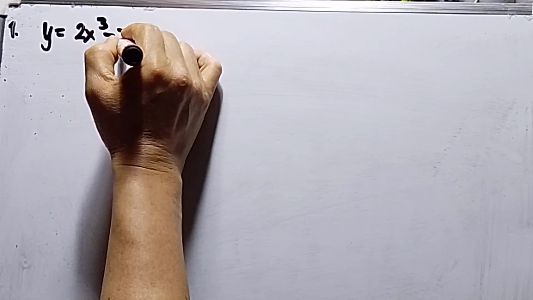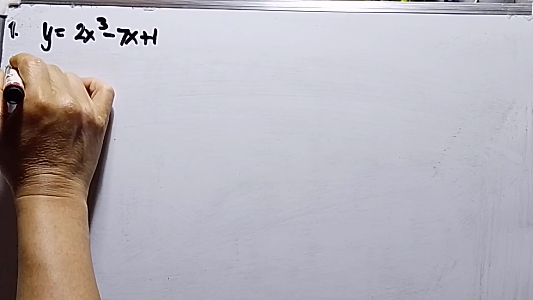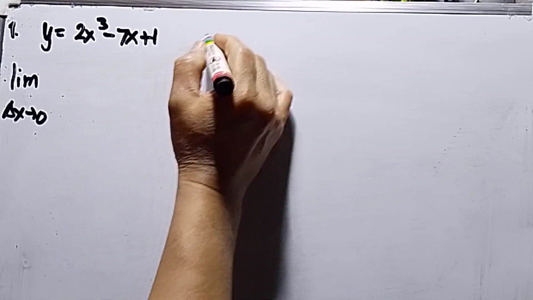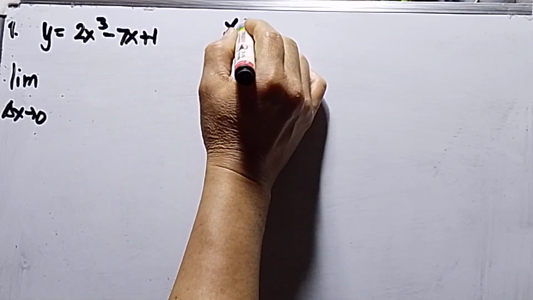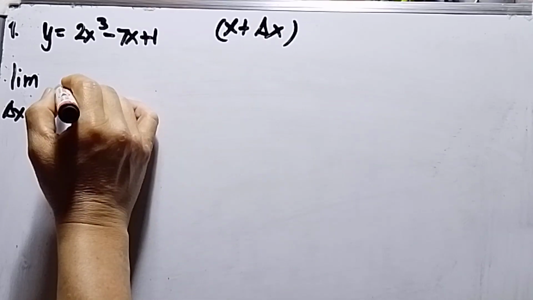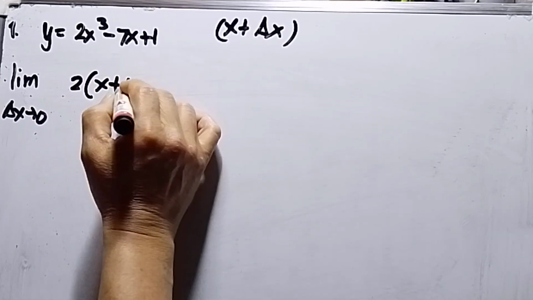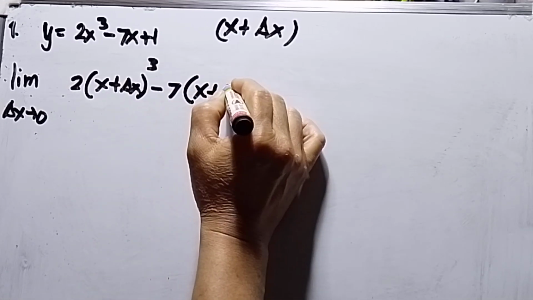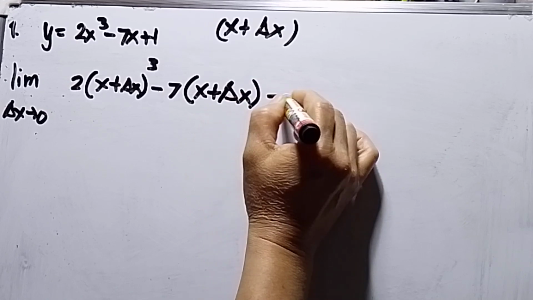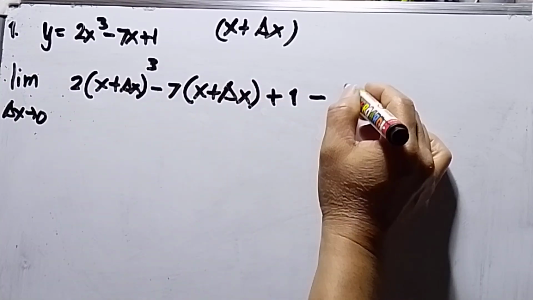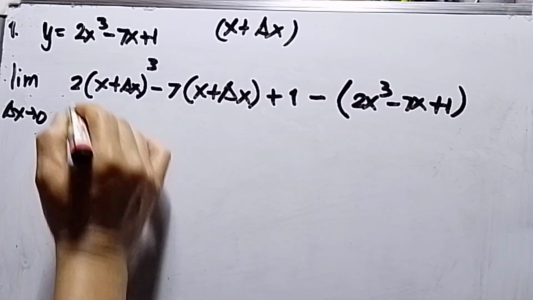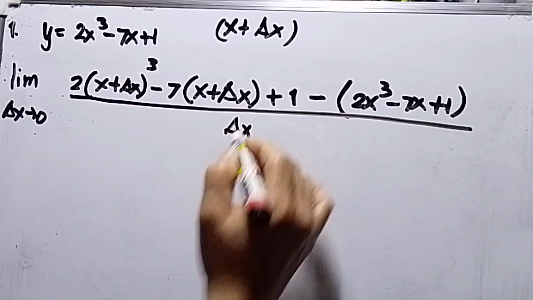y is equal to 2x cubed minus 7x plus 1. So I have here the limit as delta x approaches 0. Then I need to substitute. All variable x will be replaced by x plus delta x. So this will be 2 times (x plus delta x) raised to the third power, and then minus 7 times (x plus delta x) plus 1, and then minus the given, 2x cubed minus 7x plus 1, all over delta x.